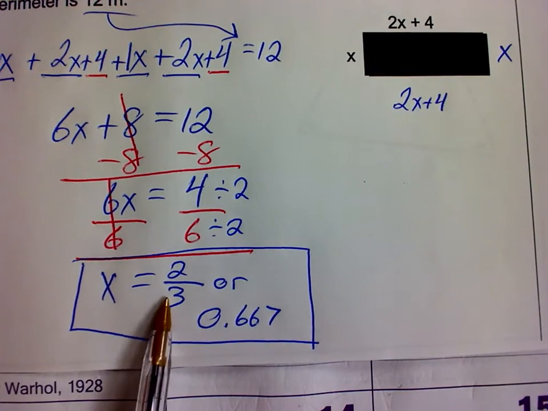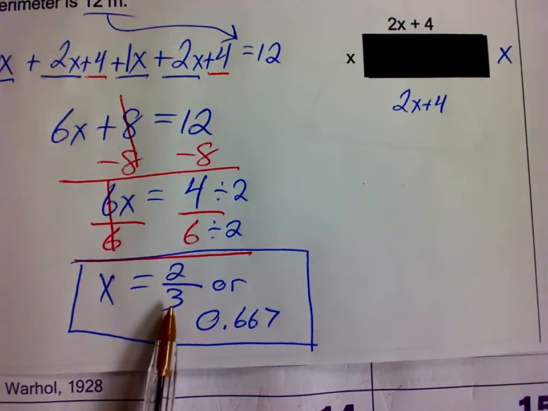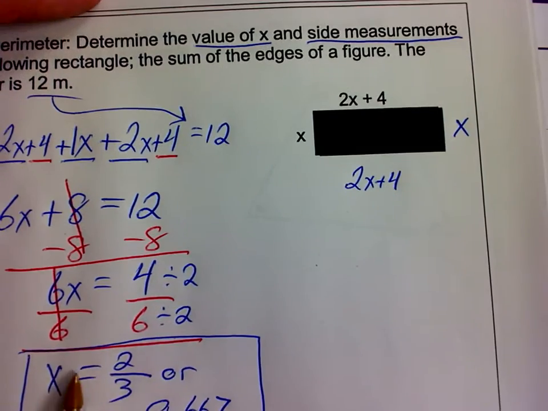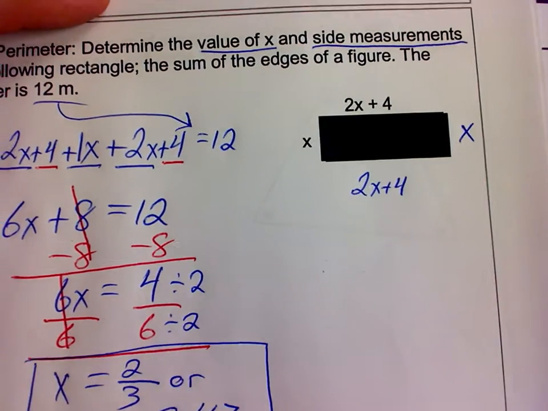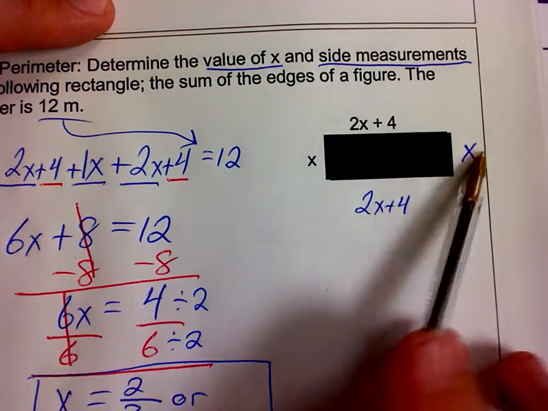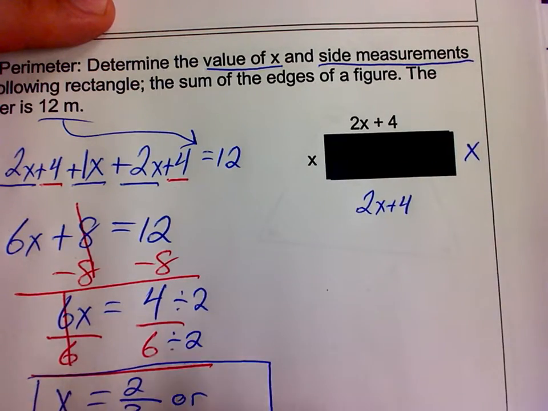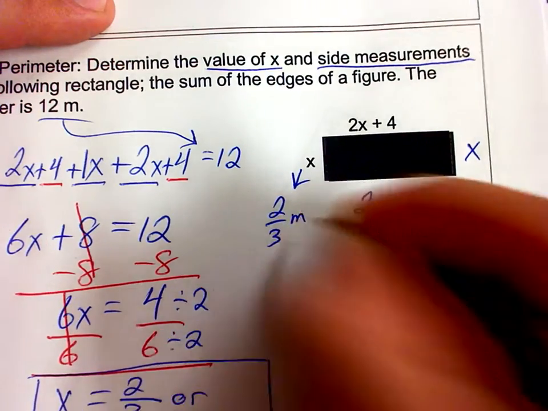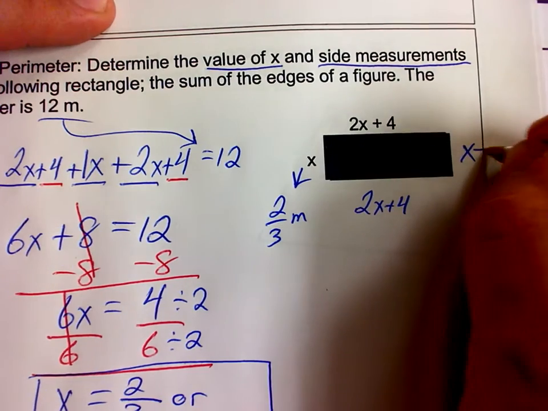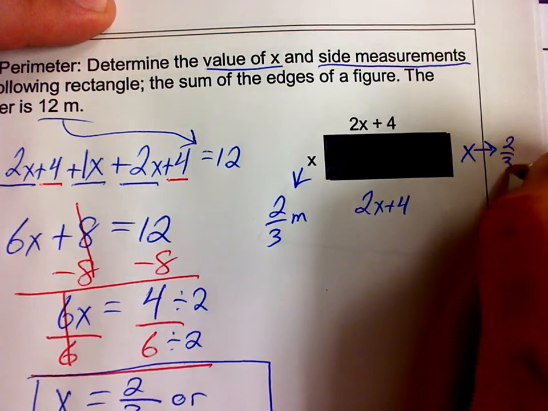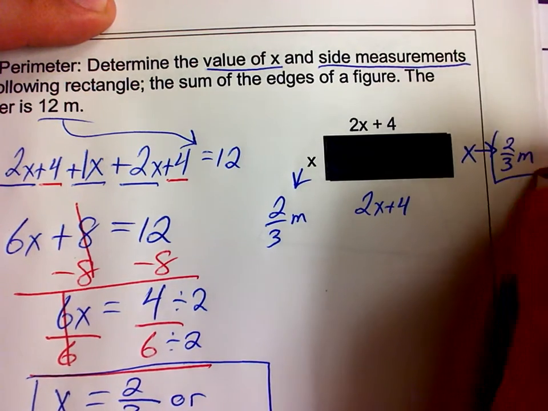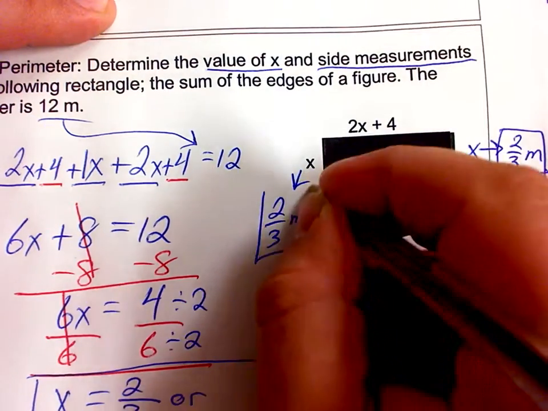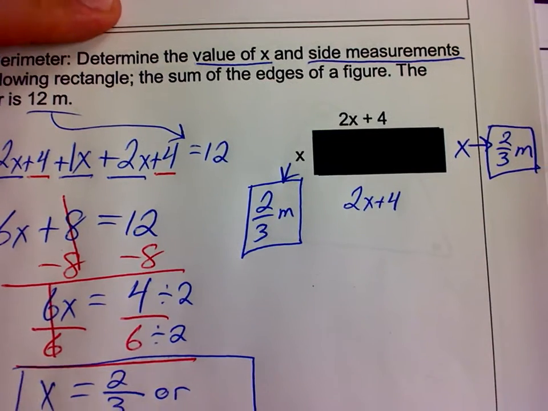So we're going to use the fraction here to get a little bit of practice with common denominators eventually. Now, we're going to plug in 2/3 everywhere we see an x. The nice thing being, we have an x on both sides. So that means that this is going to have a measurement of 2/3 meters. And this will also have a measurement of 2/3 meters.